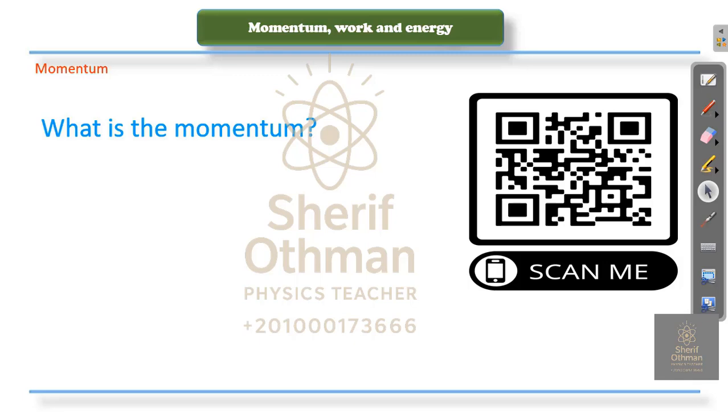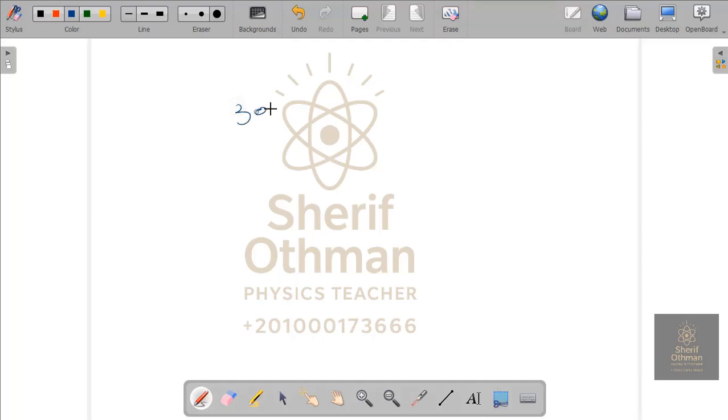What is the meaning of momentum, guys? Momentum is the measure of how hard to stop a moving object. Let's say that we have two objects. One of them is moving at 30 meters per second, and the other one is moving at 60 meters per second. Both of them have the same mass. The first has a mass of 3 kilograms, and the second also has a mass of 3 kilograms.